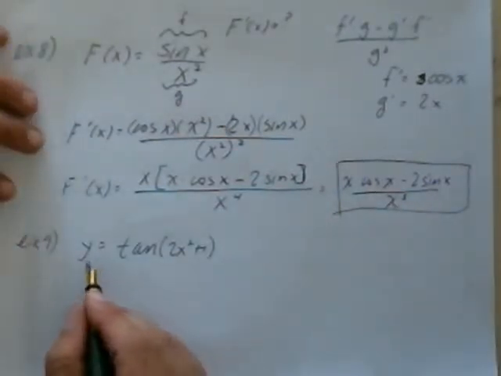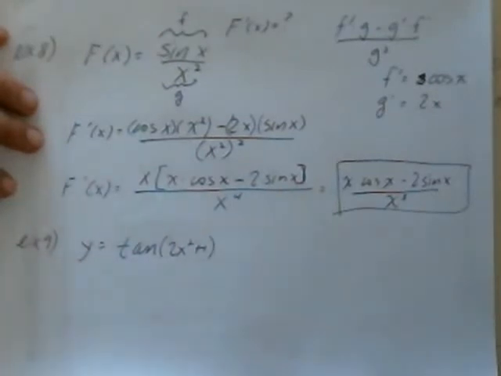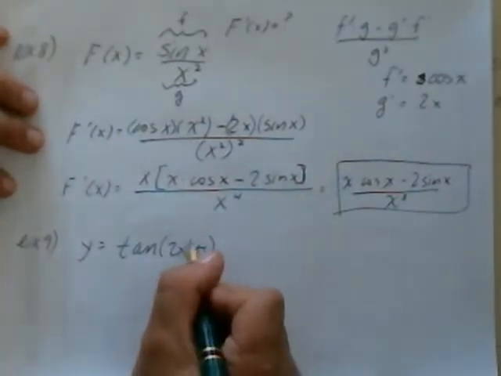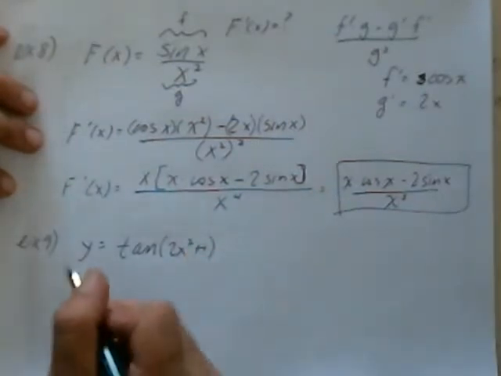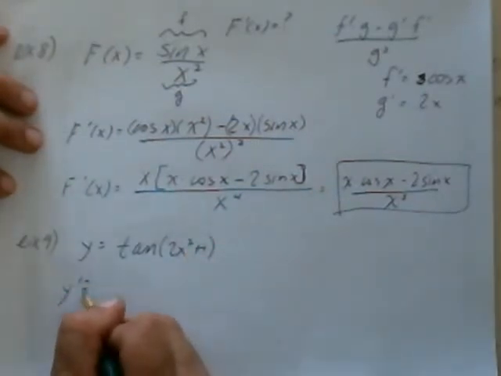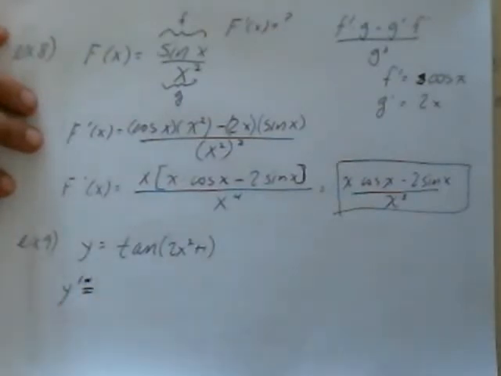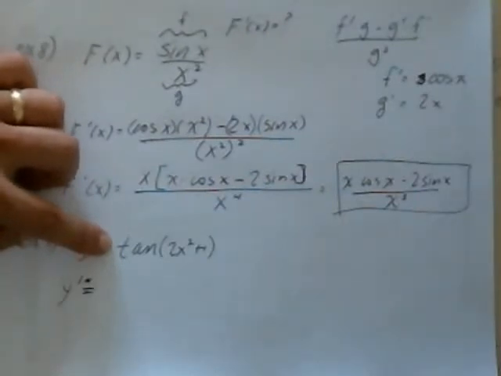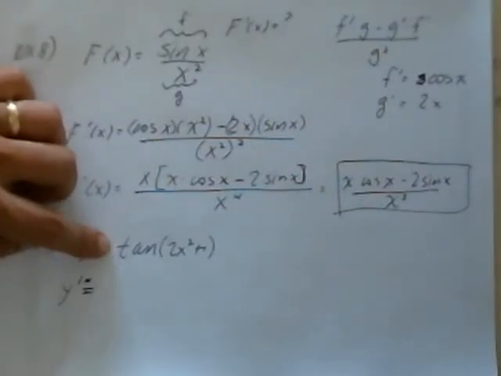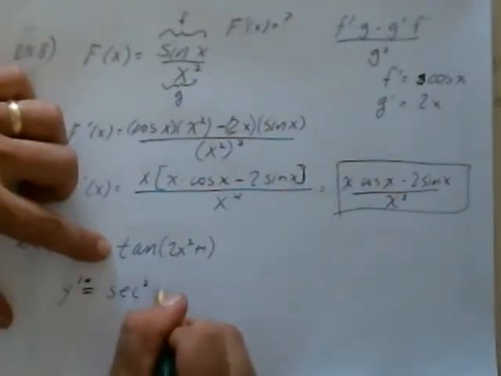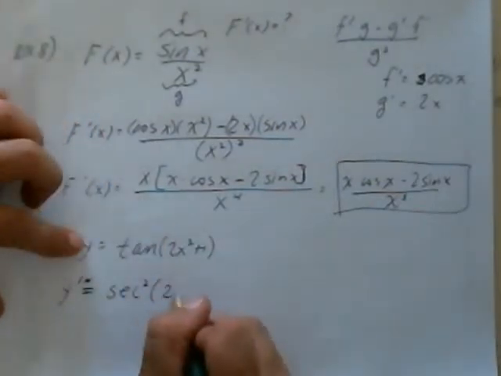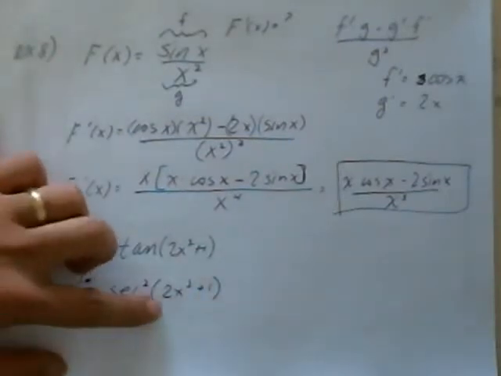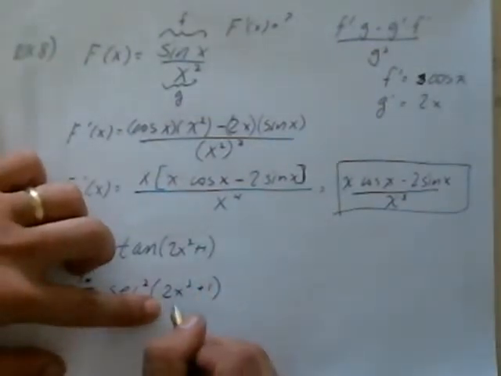Okay? Let's take example number 9. y equals tangent of 2x squared plus 1. To take the derivative, what we're going to do is take the derivative of the tangent. You should know your sine, cosine, secant, cosecant, tangent, cotangent by now. If you don't, you can review one of my previous videos. The derivative of tangent is secant squared. The inside stays the same, 2x squared plus 1. And then times the chain, which is the derivative of this right over here.